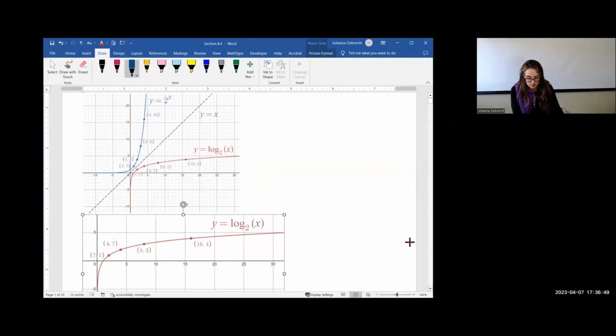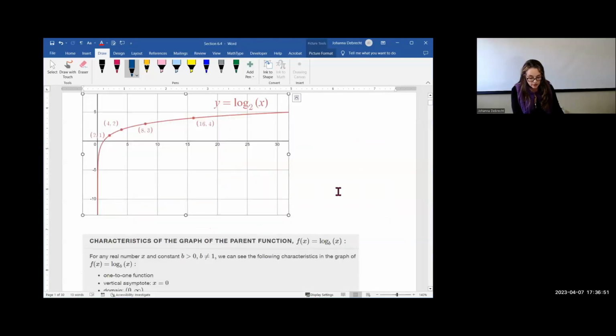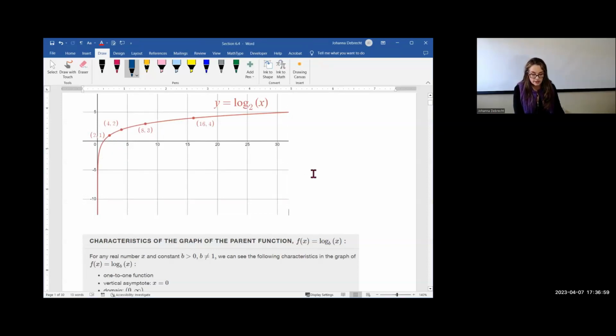So we can make it a little bit bigger so we can see it a little better. So when we're looking at this one right here, let's notice some things about the graph. Now, it is the inverse function to the exponential, so it has some of the same characteristics. For example, the base is strictly positive and the base is not one. And because of that, the answer parts are always strictly positive.